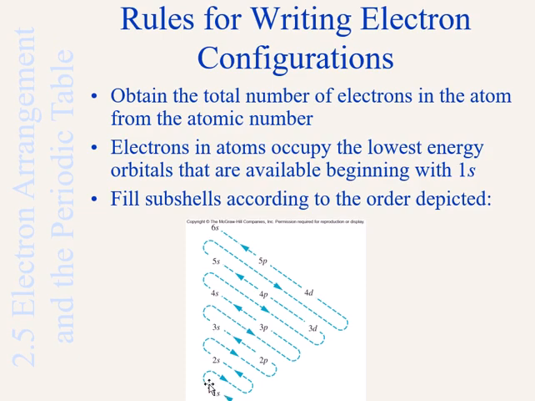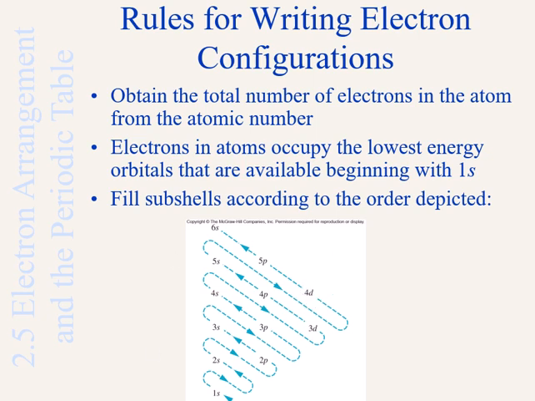So 1s2, that's 2 electrons, 2s2, that's 4, 2p6, so that's 10, 3s2, 12, 3p6, 18, and then instead of 3d10 we have 4s2, that's 20, then 3d10, that's 30, 4p6, that is 36, 5s2, that's 38, and then 4d9, that will give us 47 electrons. So we stopped at 4d9.